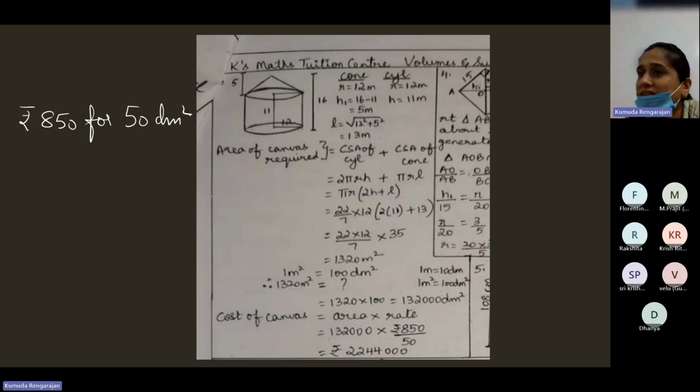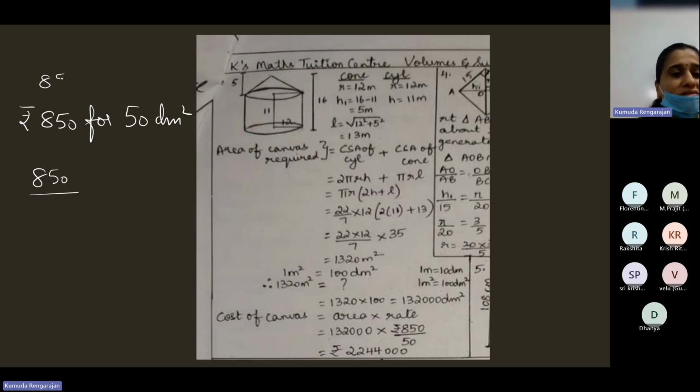We need to find the cost, so we need to multiply the area with the rate per decimeter square, right? Area into rate. Area is in decimeter square, so we need to multiply that with the rate per decimeter square. But here we have the rate for 50 decimeter square. So how much is it for 1 decimeter square? It will be 850 divided by 50.